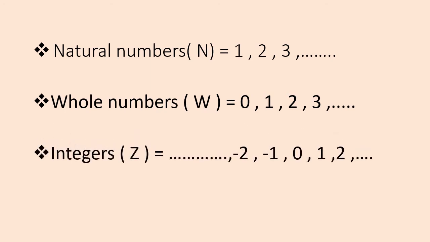Next is integers. It is usually denoted by Z. Integers include negative numbers, 0 and positive numbers, that is, etc., -2, -1, 0, 1, 2, etc.